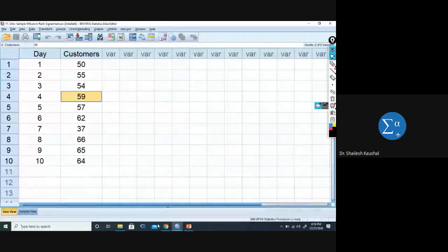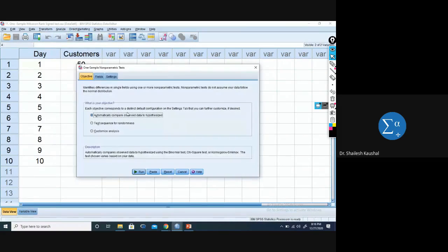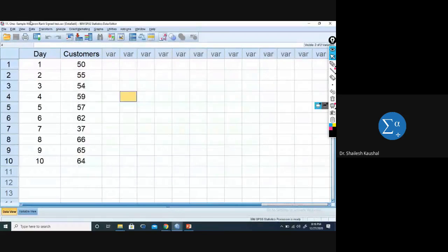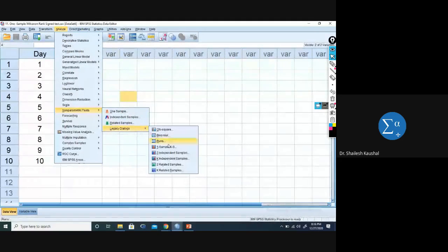One sample. Sir, there are two ways to perform it. Analyze, non-parametric test, or one sample test. We can perform it here also, but I am not performing it first. Now I am performing analyze, non-parametric and legacy dialogues and one sample case test. Now you can see it, sir.